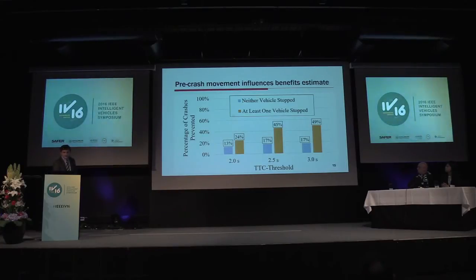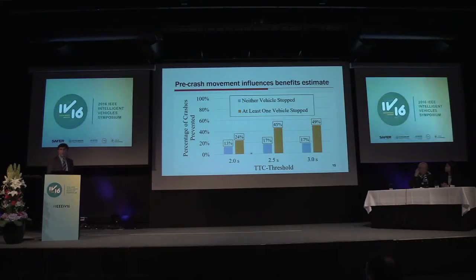We also looked at the effect of the pre-crash movement of the drivers on the potential effectiveness of these systems. In general, these straight crossing path crashes can be divided into 2 different categories. There's the crashes where at least one of the vehicles stopped, or had a rolling stop, prior to accelerating into the intersection. And then there's the crashes where neither vehicle stopped. And they both roughly represent about half of the straight crossing path intersection crash population.